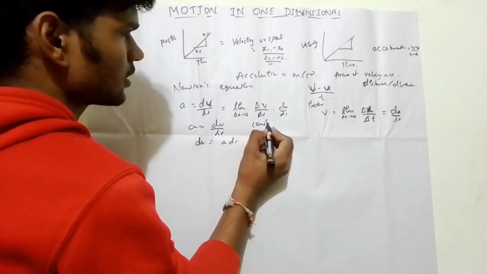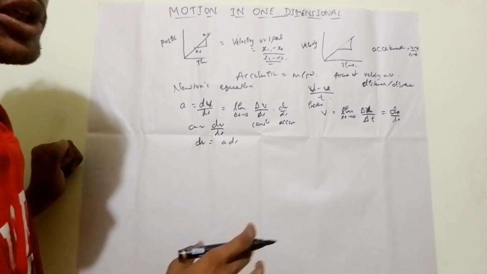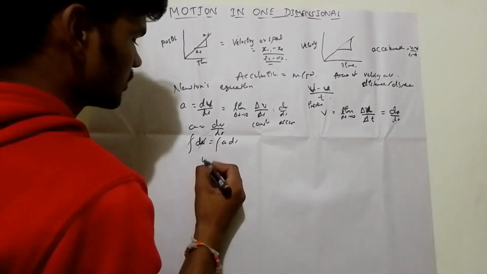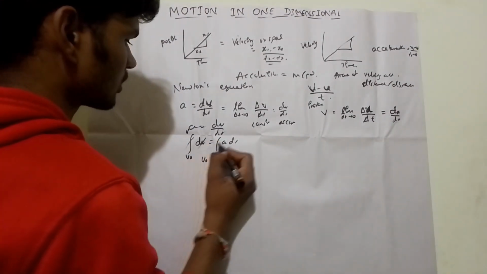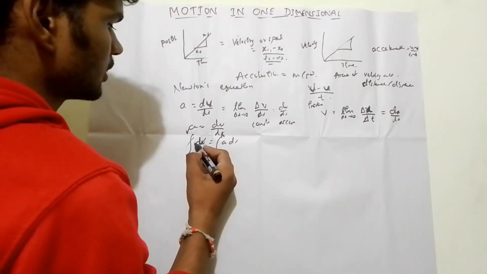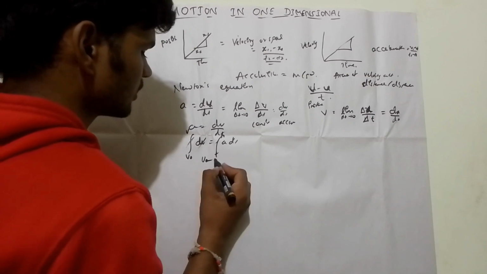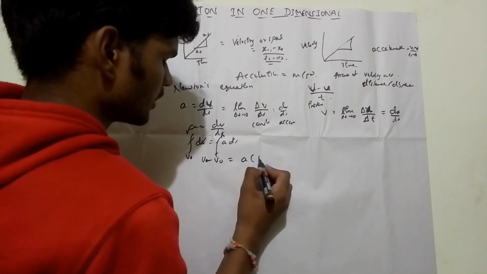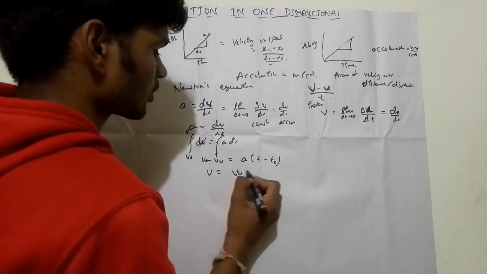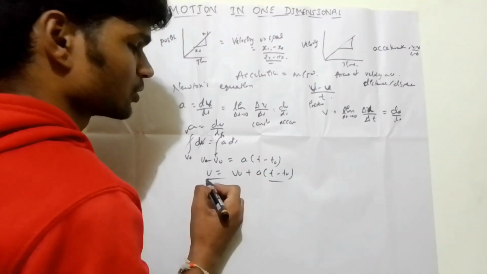Consider acceleration is constant, uniform. The object is moving in uniform motion. Integrate on both sides, from v naught to v and t naught to t1. Differentiation cancels. So v minus v naught is equal to a times (t1 minus t naught). V is equal to v naught plus a times (t1 minus t2). This is the first Newton equation.